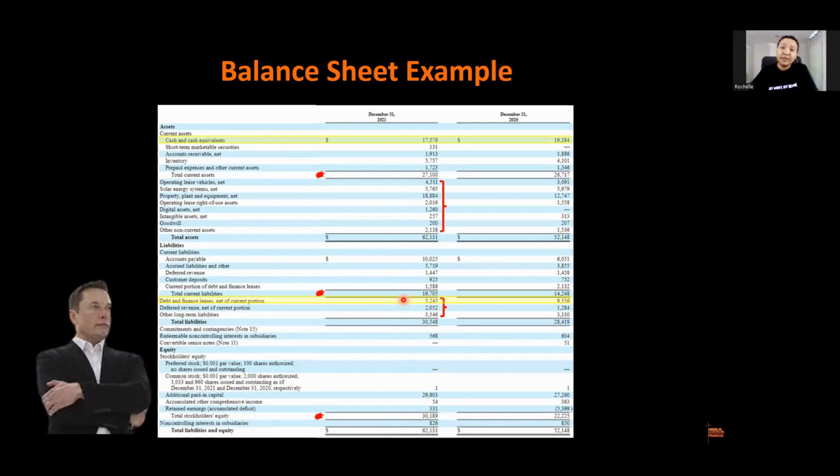What does this mean? Elon can wake up the next day and decide to pay back all the debt because he has 17 billion in cash and only 5 billion in debt. If that's the situation, I'm done with the balance sheet. Okay. If it was the other way around, then I check, let's say there's 17 billion in debt. How much did the shareholders put in? The shareholders put in 30.